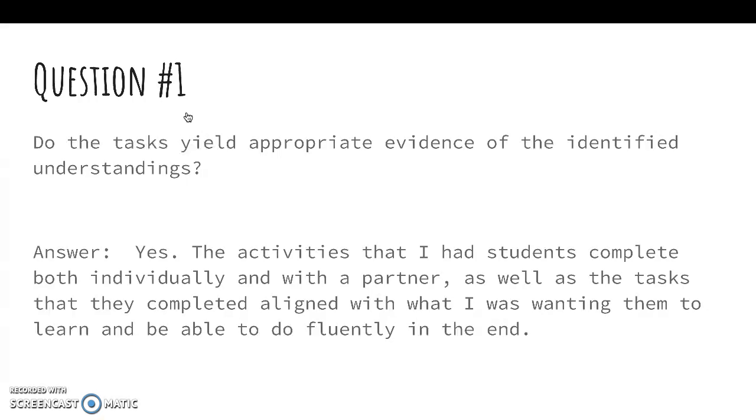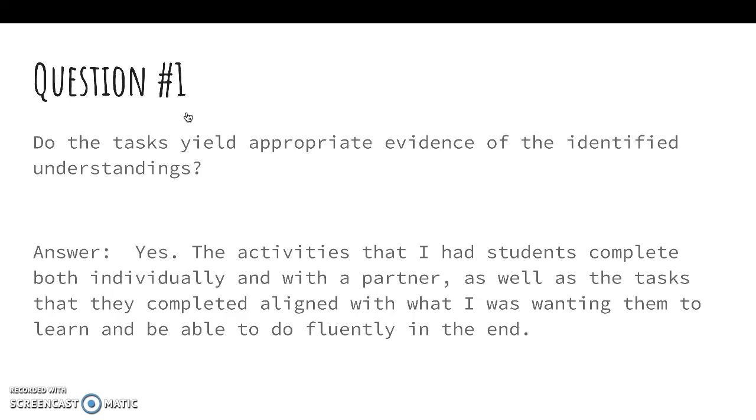Question 1 says, do the tasks yield appropriate evidence of the identified understandings? When thinking about my teaching unit, there were a few instances where I had students working individually. They were getting instruction, whether it was directly from me down at the carpet or some of my higher kids were doing instructional videos. And then there were times where students were working in partners to do rally coach.